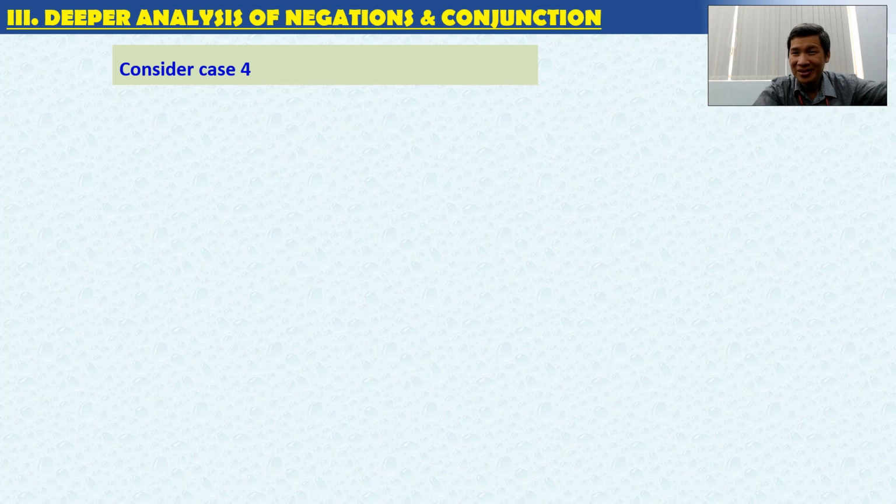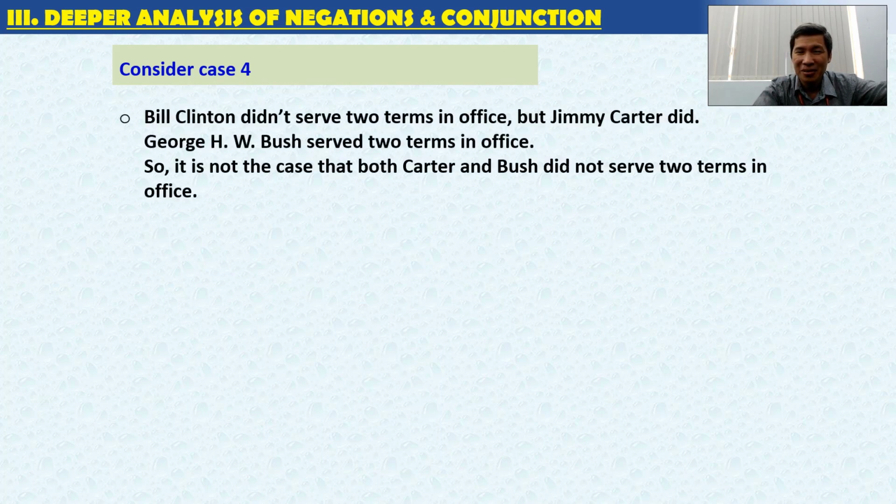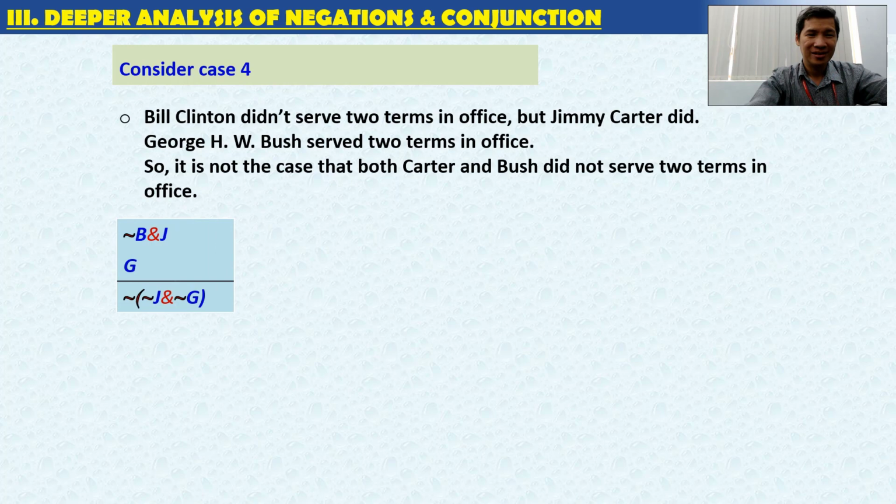Case number 4. Bill Clinton didn't serve in two terms in office, but Jimmy Carter did. So B for Bill Clinton, J for Jimmy Carter. George Bush served 2 terms in office, G for George. So it is not the case that both Carter and Bush did not serve 2 terms in office. Not the case, not J and not G. Complicated, right?